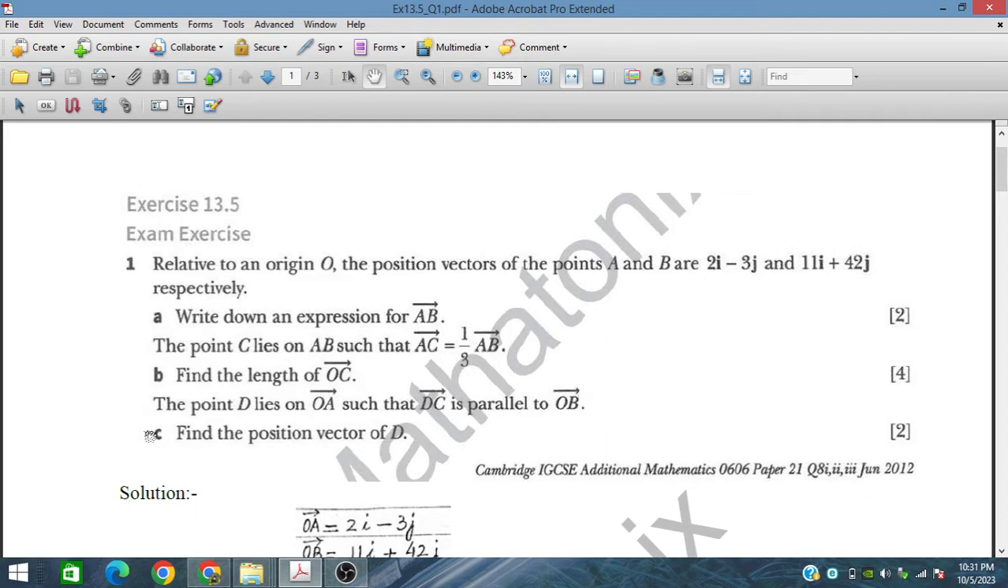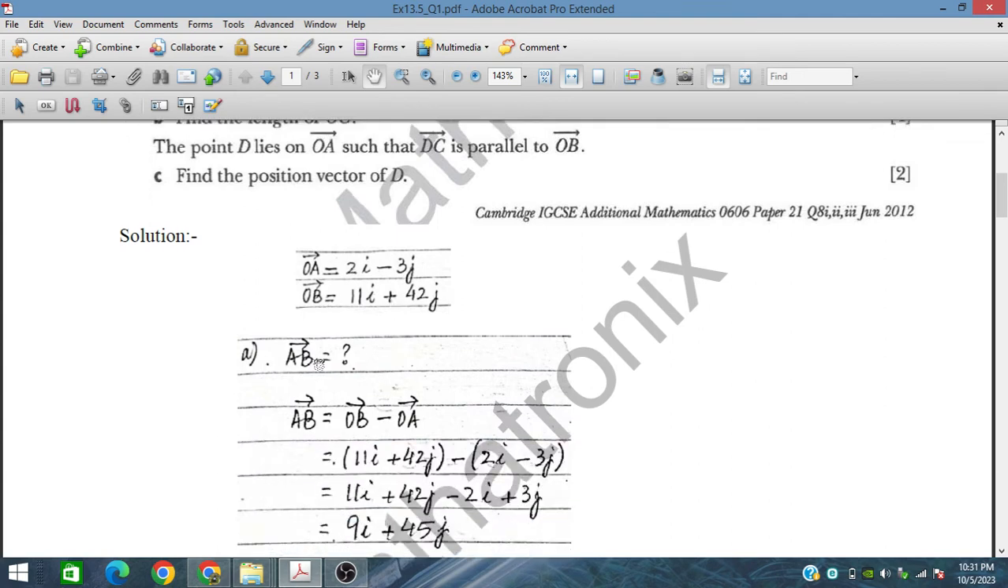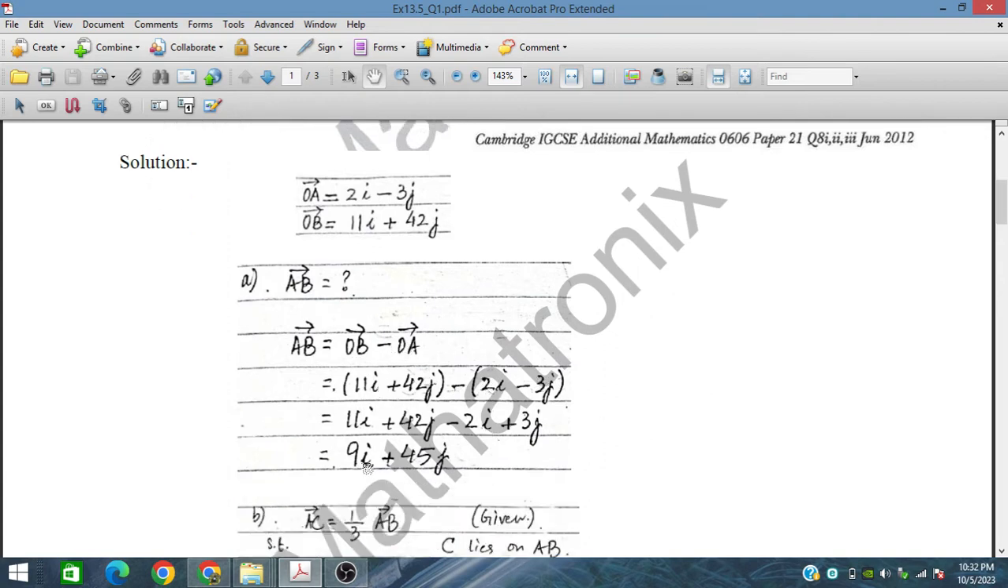In part D, we have to find the position vector D, such that the point D lies on OA, and DC is parallel to OB. So let's solve the first part. OA and OB are given, so AB can be found as OB minus OA. OB is given as this and OA is here. On solving, we have obtained 9i plus 45j. This is part 1, very easy.